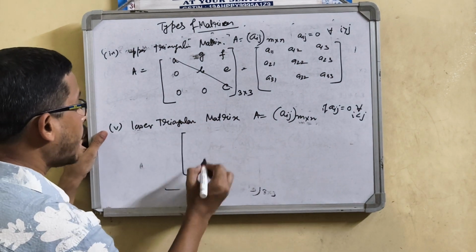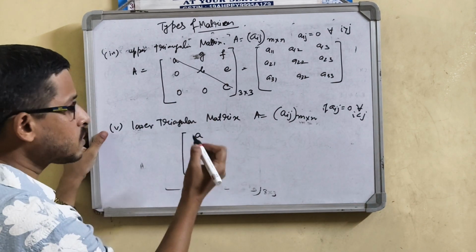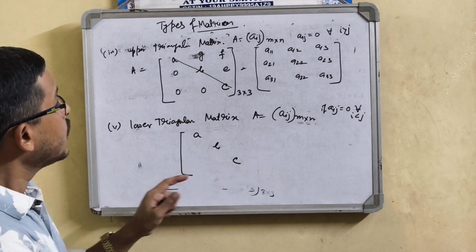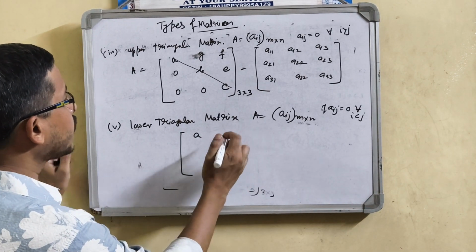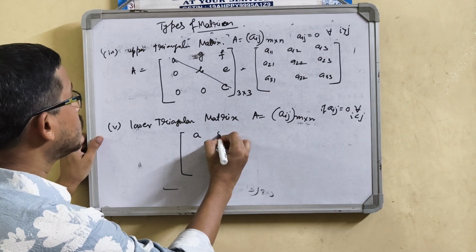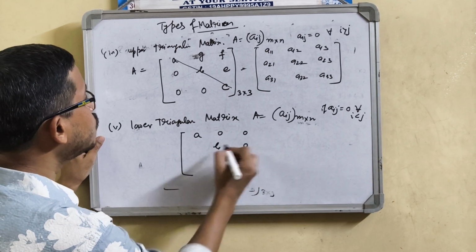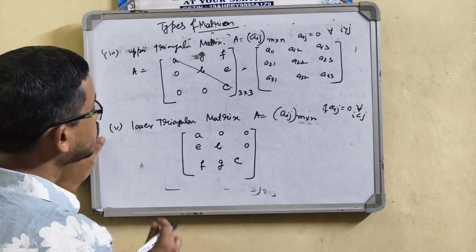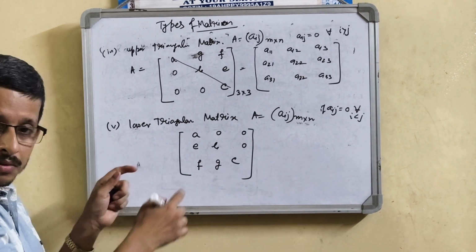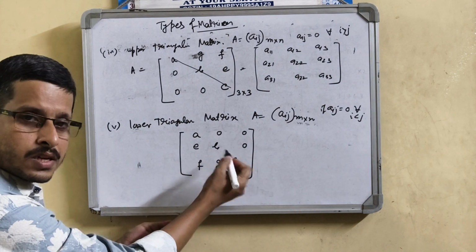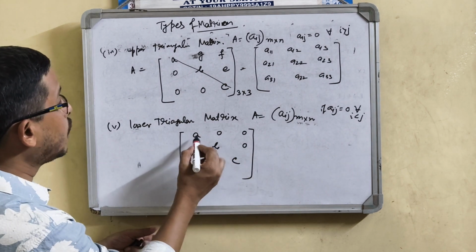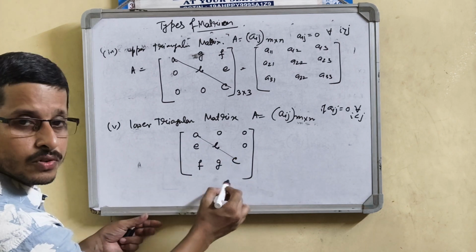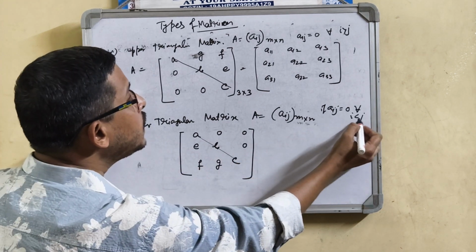That means if we consider the same matrix, A, B, C is the diagonal. Now the upper portion of the diagonal should be equal to 0. And E, F, G, the lower portion of the matrix, there are some numbers. This is the lower triangular matrix. We may consider a triangle by taking these elements. So here i less than j.